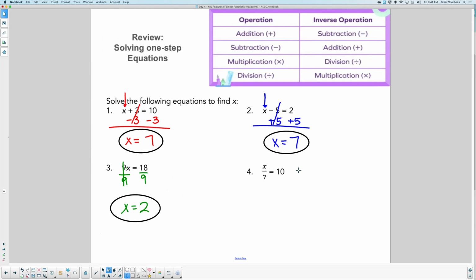All right, last one. Number 4. We have x over 7 equals 10. Another way of saying this is x divided by 7 equals 10. Okay, what are we solving for? What are we trying to get by itself, Carla?